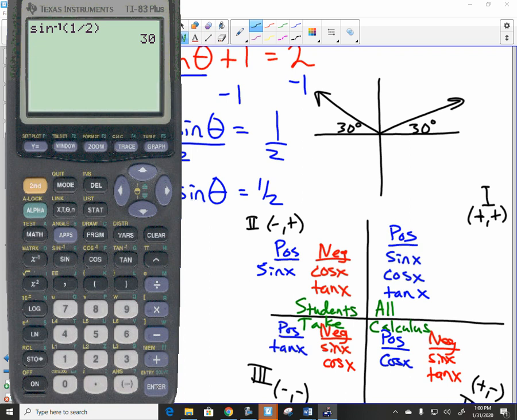And now we give the answer. Can somebody tell me, what is this angle right here? 30. Can somebody tell me what's this angle here? Not 30, 150.